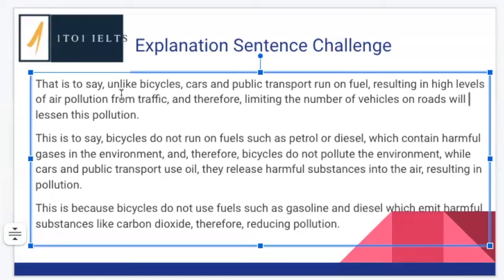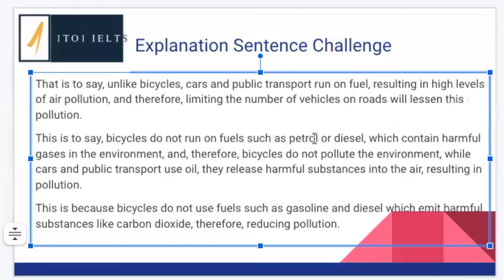And again, this from traffic, cars and public transport, they're already traffic. So again, we've got this prepositional phrase, which really isn't adding any information. So let's have a look at this. Unlike bicycles, cars and public transport run on fuel, resulting in high levels of air pollution, and therefore limiting the number of vehicles on roads will lessen this pollution. Good. Once again, as I mentioned before, just be careful of adding in these prepositional phrases, which are not really providing any extra information to what you're saying.